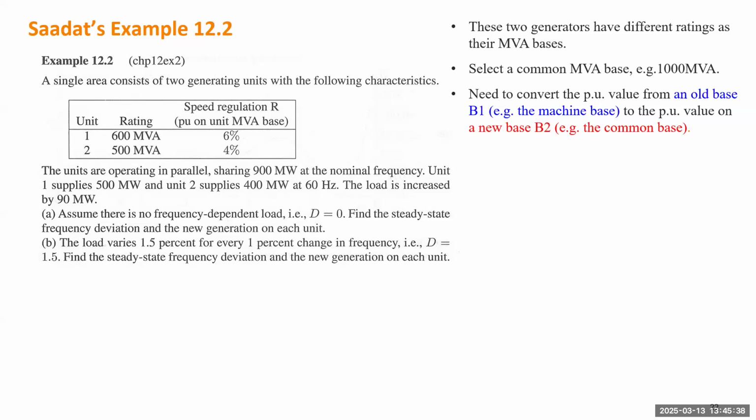Okay, so when we connect the two units together into the same power system, we have to select a common power base. For instance, we can select 1000 MVA. It will be fine if you select any other common base. For example, you can select 600 MVA as a common base. Then you may need to update the calculation for the second unit. If we select a common base different from their original base, we need to update the per unit value for both units.